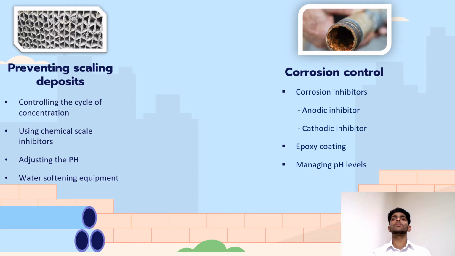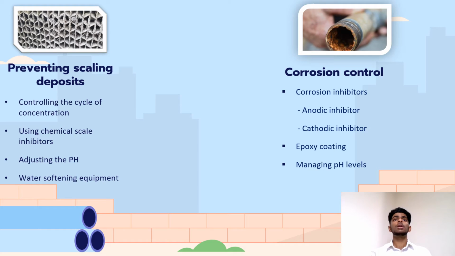Then second is corrosion control. So there are three ways we can control the corrosion. The first one is corrosion inhibitors, which are anodic inhibitors and cathodic inhibitors.